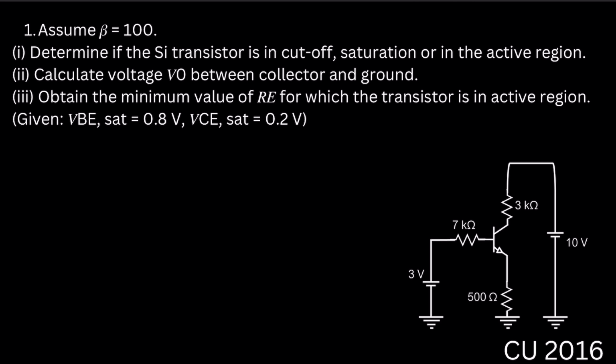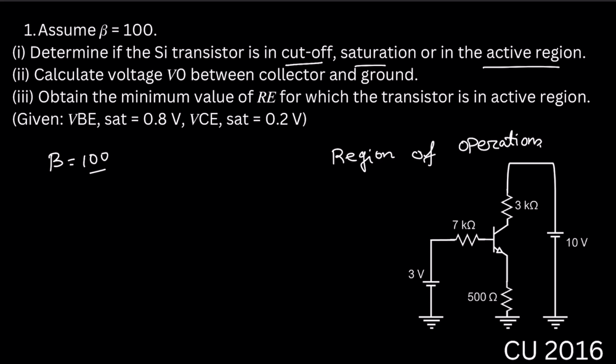So this is from CU 2016. In this question they provided beta is 100, and they want to know whether the transistor is operating in the cutoff, saturation, or active region. That means we need to know the region of operation. Okay, so what we need to do? We just need to assume that the transistor is operating in the active region.